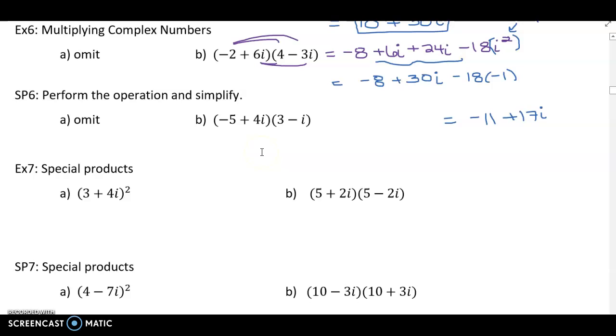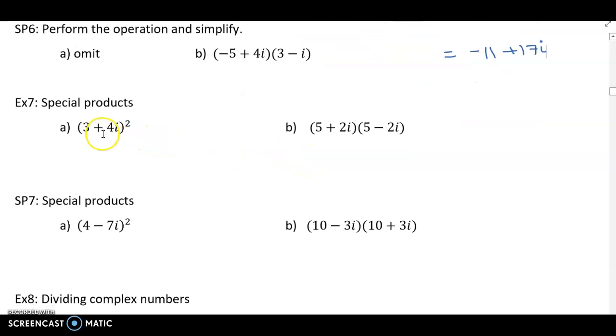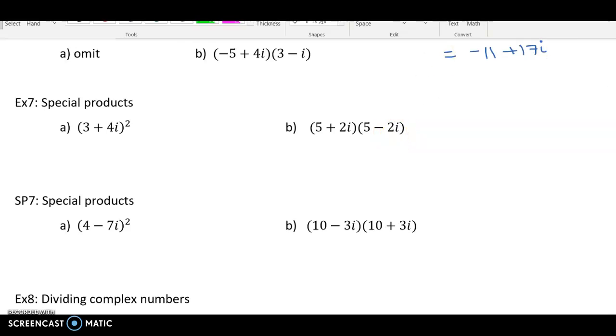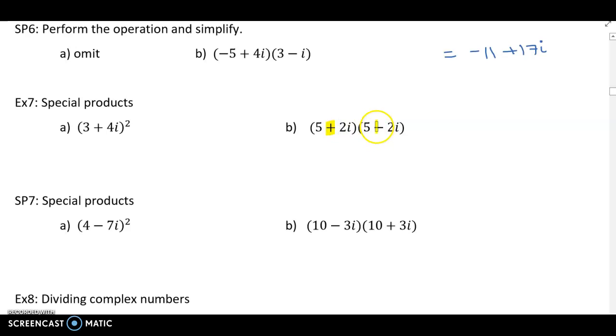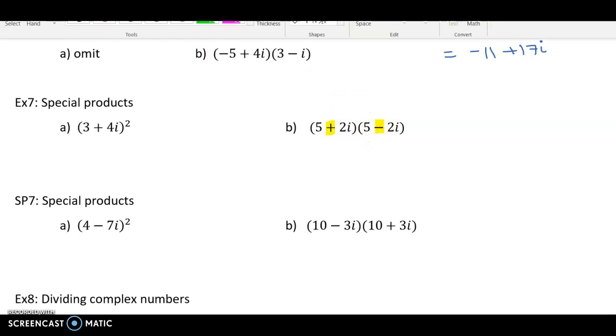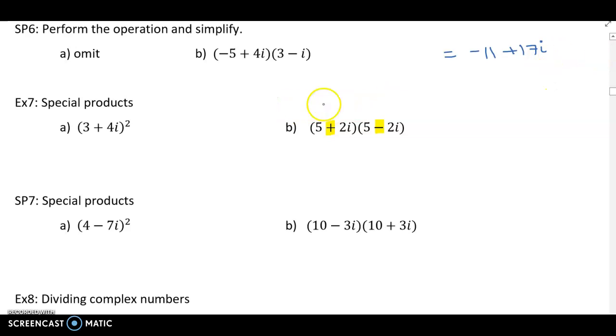There are some special products, but we're going to follow the same rules. Sometimes you have the same binomial squared, so the same binomial times itself. You can also have binomials that look very similar, except one is positive and one is negative. There's a special name for those. Hopefully I'll spell it correctly. When one is positive and one is negative, but everything else is the same, 5 and 5, 2i and 2i, the only difference is one is positive and one is negative. They're called conjugates.